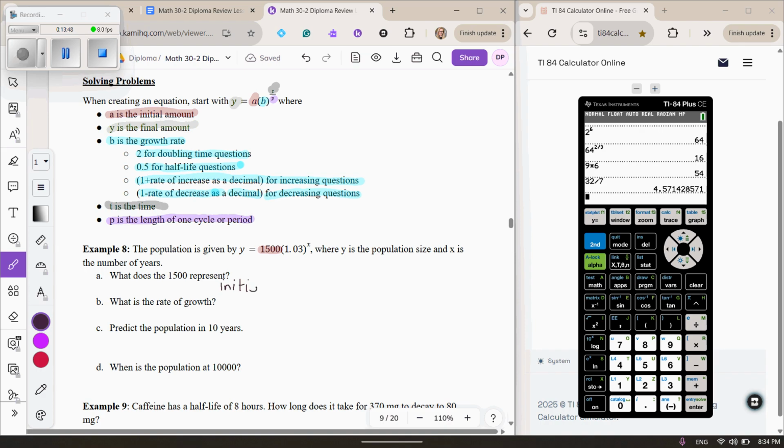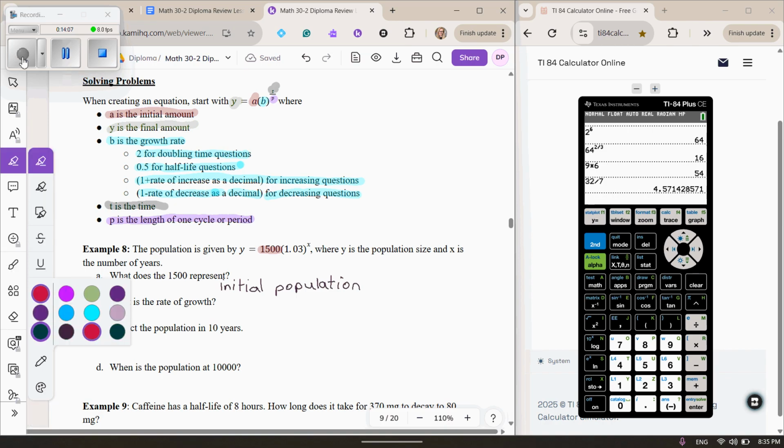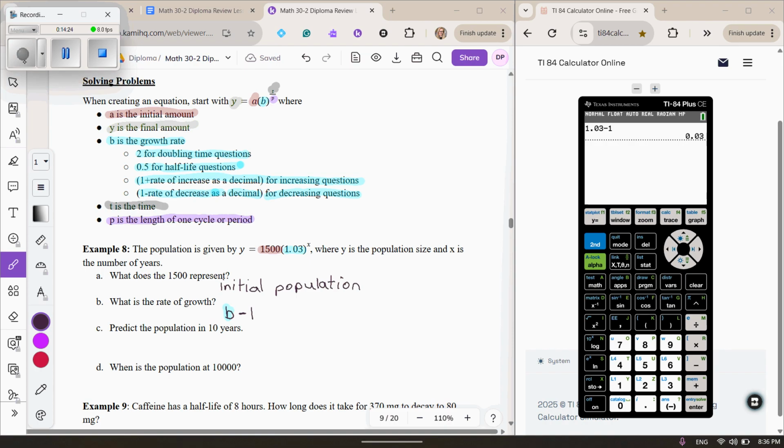We don't even know what we're talking about here. It might be aliens for all we know. So initial population is 1,500 things. We'll go with things. Okay, next is the rate of growth. So the rate of growth comes from that b value, 1.03. So in order to find our rate of growth, our formula for that is b minus 1.